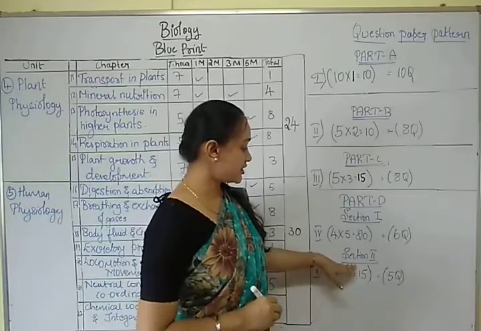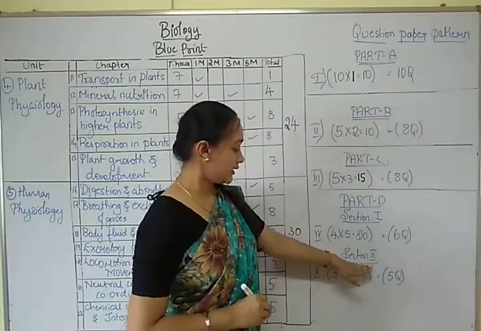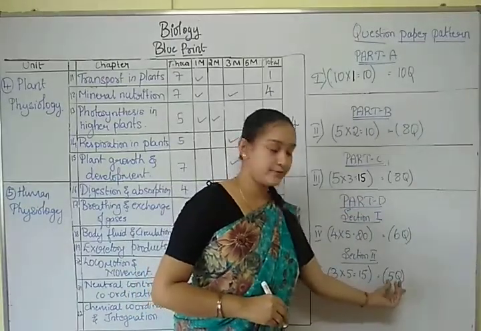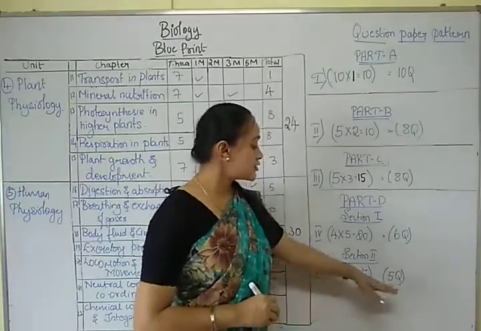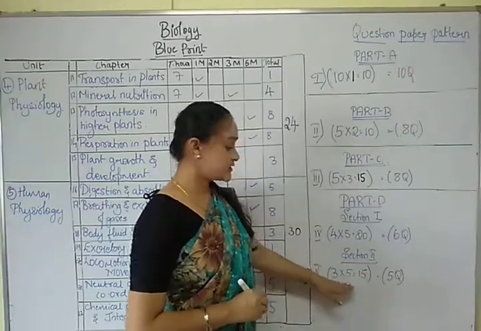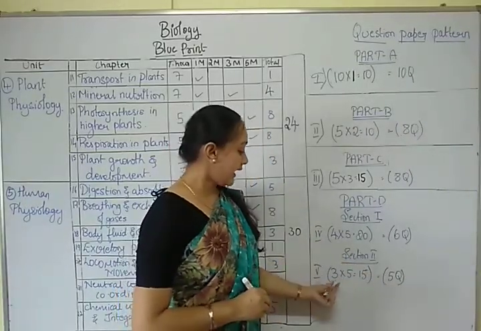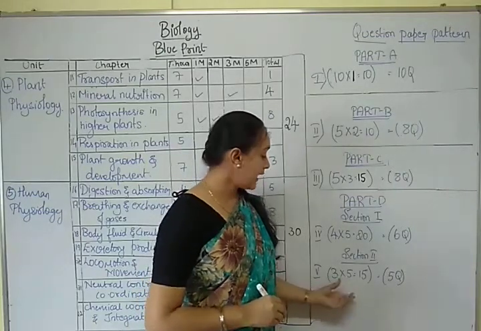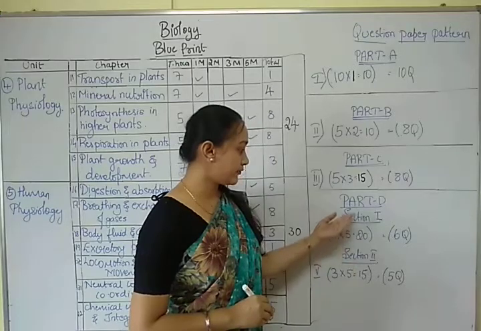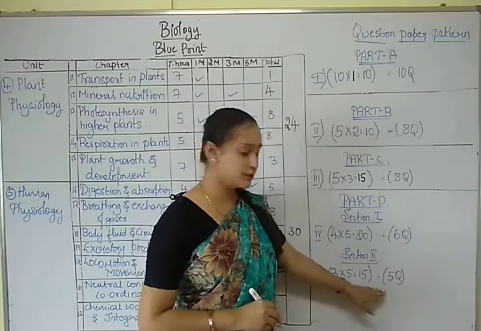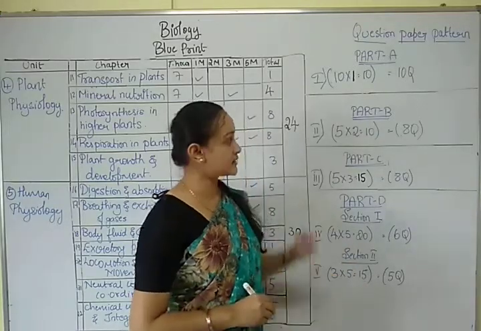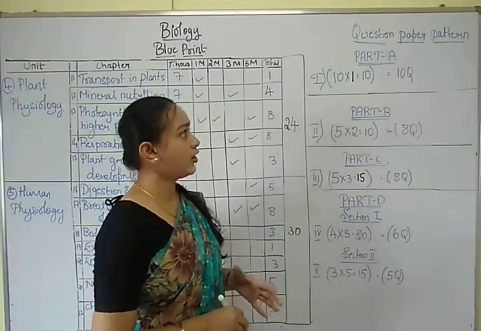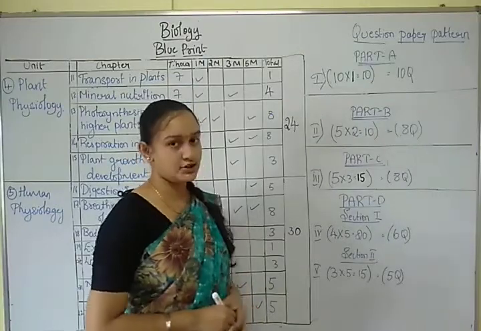And next, in section 2 of part D, 5 questions will be asked. Among the 5 questions, just 3 questions should be answered, and each question has a weightage of 5 marks. Hence, in section 2 of part D, the marks will be 15. So this was the total question paper pattern of first PUC biology. Thank you.